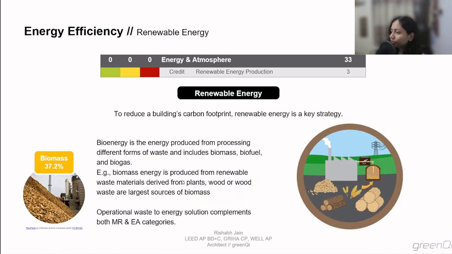Biomass. Bioenergy is energy produced from processing different forms of waste. This includes your biomass, your biofuel or biogas. This comes from all kinds of organic waste in terms of plants, wood or wood products or wood waste. They are the largest sources of biomass. So when we are able to do that through the operational waste of the project, then it becomes a synergy between the two credits, which are energy and atmosphere and materials and resources, because there we are diverting our waste. So it's a win-win situation for both the categories. You're able to divert the waste to energy plants on your site.